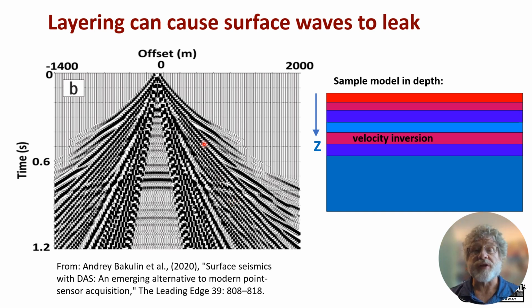This is what has been called guided waves, that I think Fred Hilterman defined, but there are other processes that can cause this leakage. And these really are leaking surface waves. It may be that a velocity inversion in the layering plays a role in this leakage, and I don't think it really matters. Several things cause this leakage.